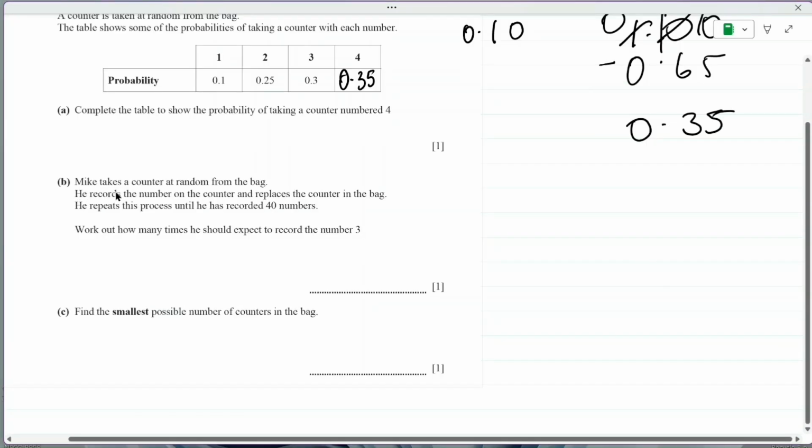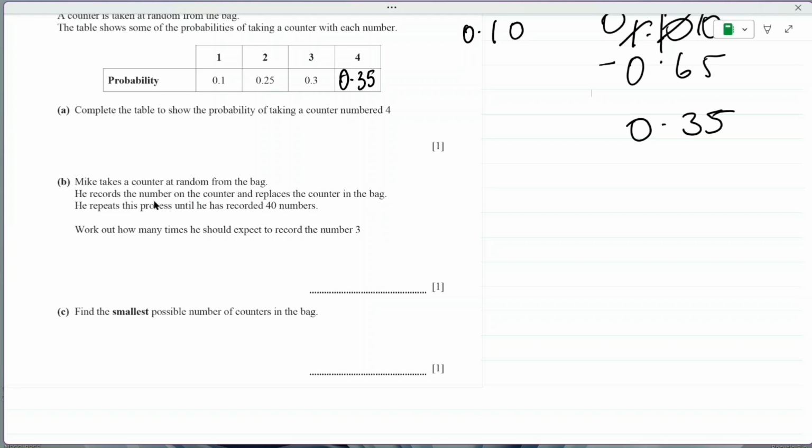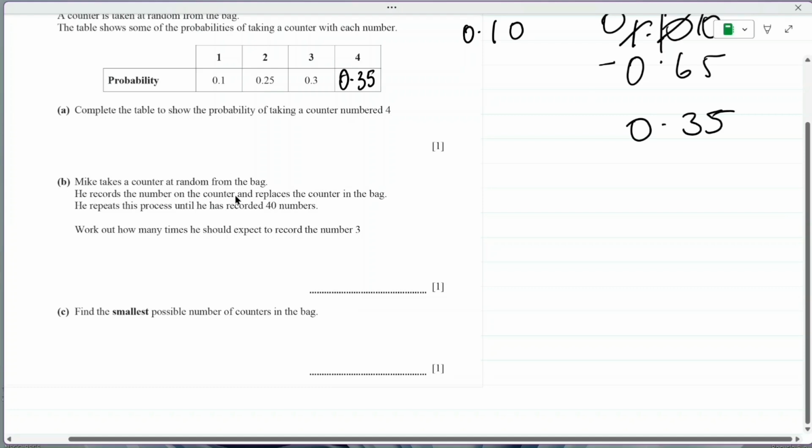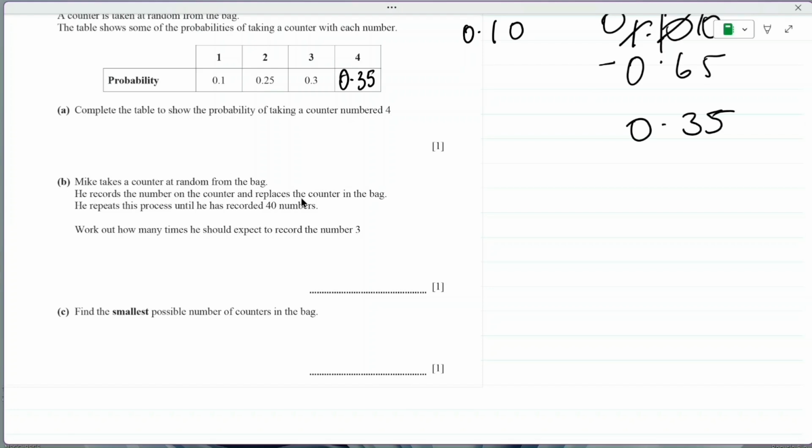Question 13b says Mike takes a counter at random from the bag. He records the number on the counter and replaces the counter. Let's say he gets a 1, he takes it, records it, and puts it back in the bag. What this is saying is that in probability, when you have replacement, the total doesn't drop. If it's 20, it's still 20. Without replacement, if there were 20 counters and you take 1, your new total would be 19. But here the total doesn't change.